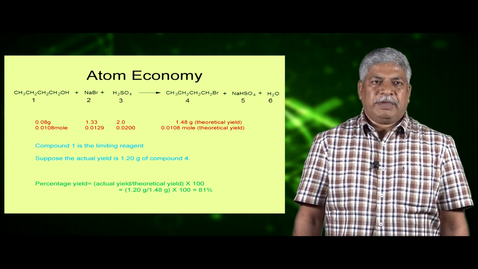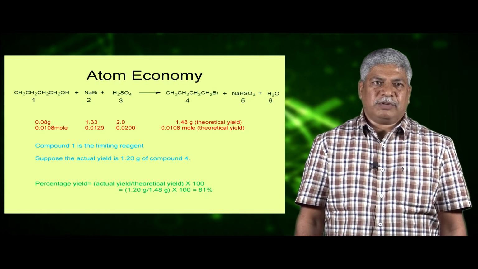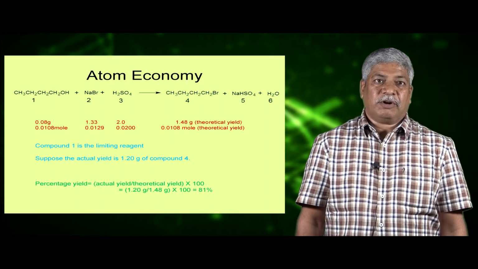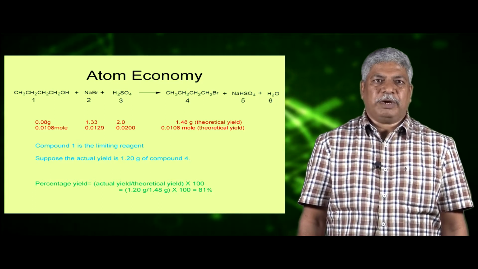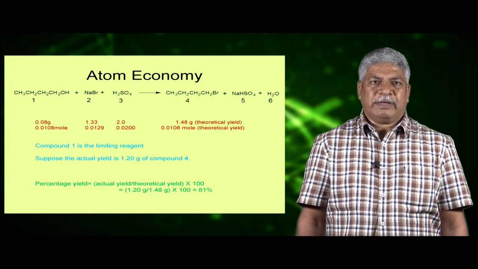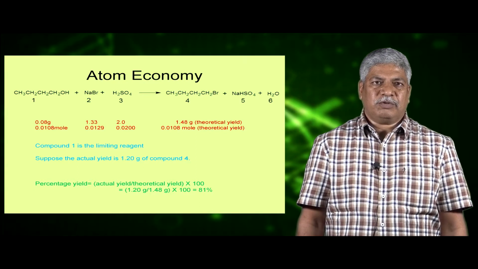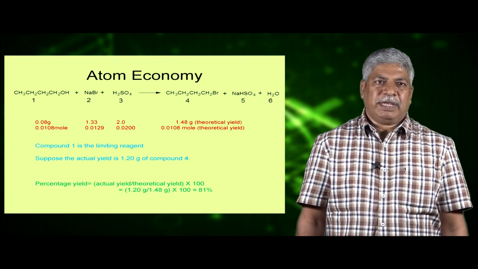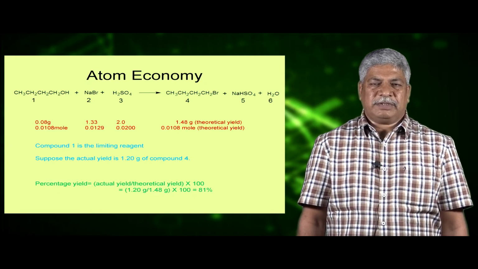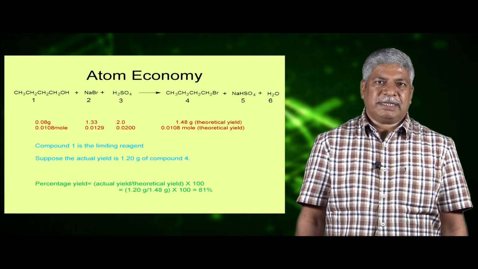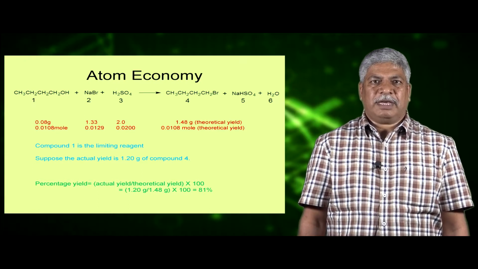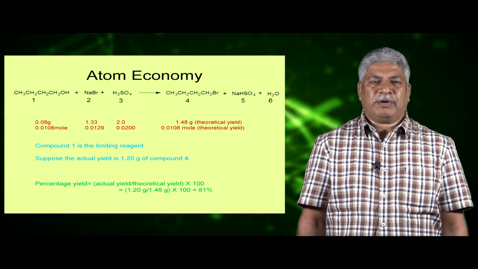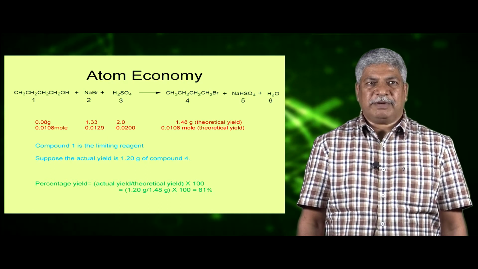So in this reaction, we have taken 0.08 grams, which corresponds to 0.0108 mole of N-butanol, and 1.33 grams of sodium bromide, which corresponds to 0.0129 moles of sodium bromide, and 2 grams of sulfuric acid, which corresponds to 0.02 moles of sulfuric acid. So here the main substrate is N-butanol, where we have taken 0.0108 mole, and the other two reagents, sodium bromide and sulfuric acid, we have taken in slight excess. So it should give the product, that is N-butyl bromide, the same 0.0108 mole. So that is 1.48 grams of the product we should be able to get. Then it will be 100% conversion.